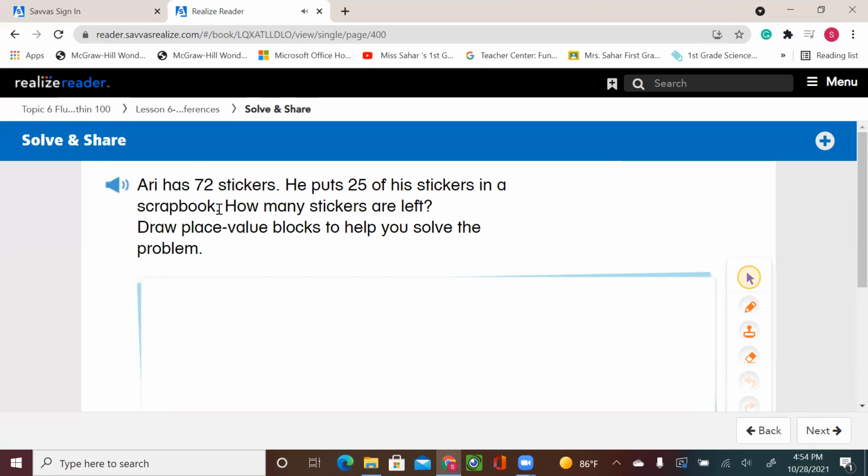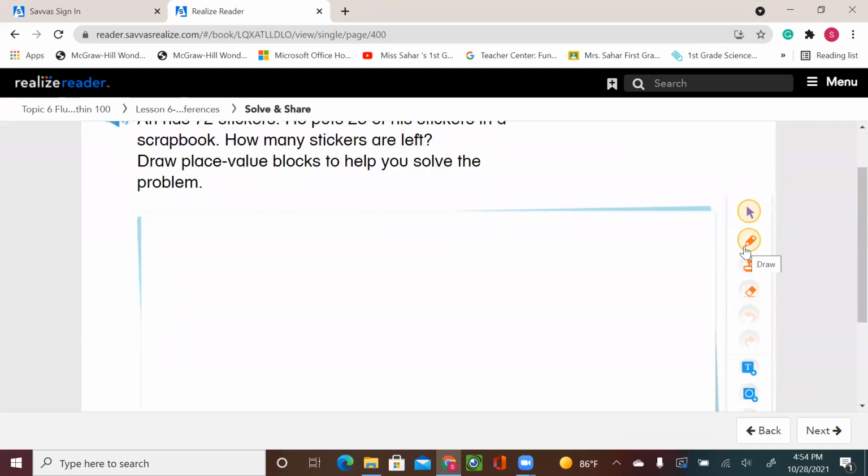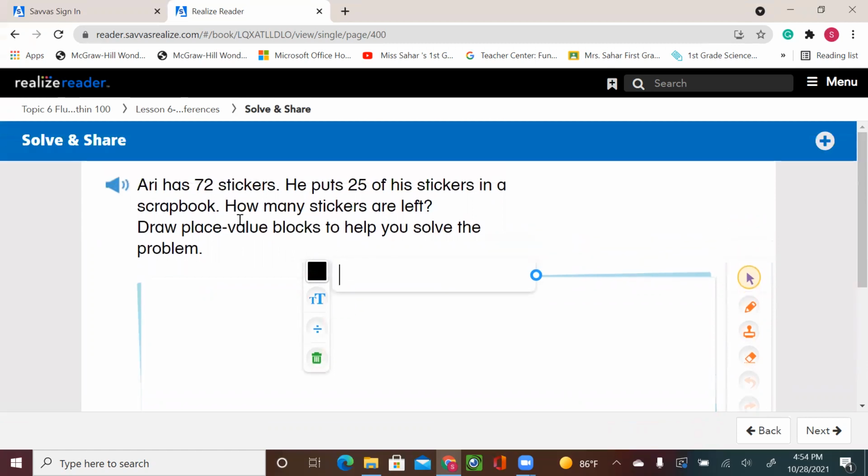All right, so for this example, you can do any strategy that you like, either what we just learned now or from the previous lesson, where you do the tens and you regroup and then you add. So let's use one of the strategies that we just learned to make sure that we practice it. So let's write my equation first. 72 minus 25 equals.